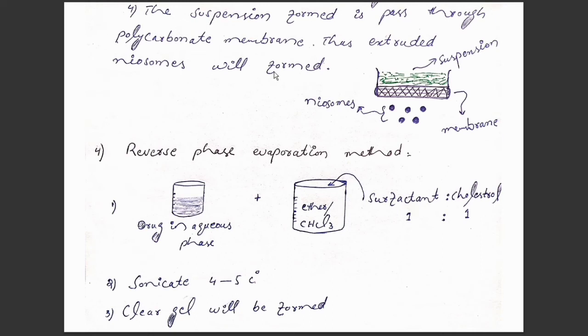You can see here in the diagram, this is the suspension we prepared and this is the membrane, and when we pass this suspension through the membrane, we will get the Niosomes, and these Niosomes are called extruded Niosomes.